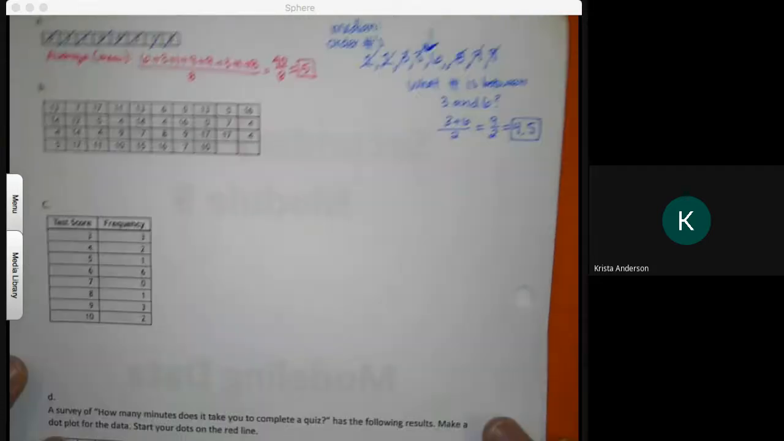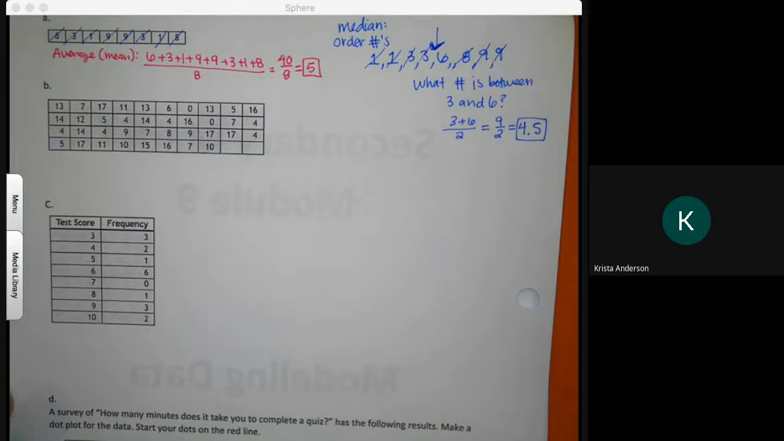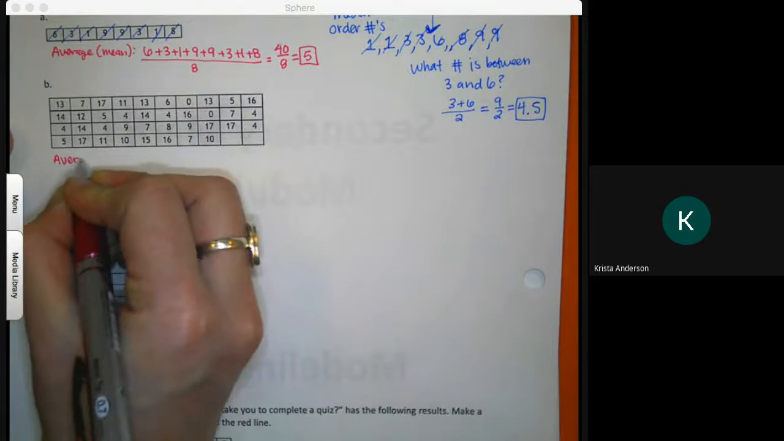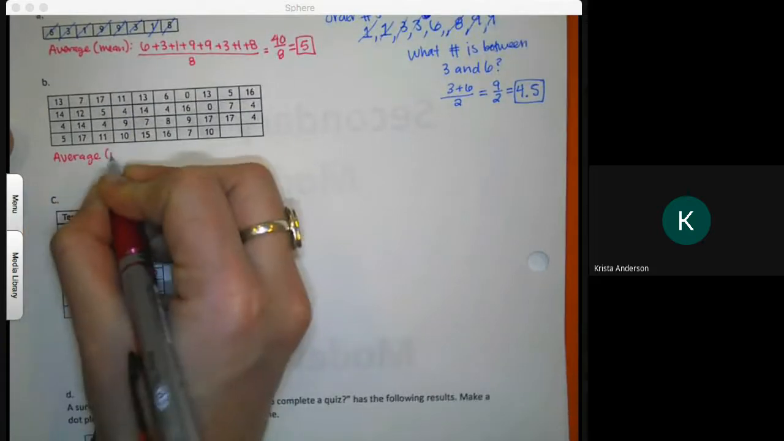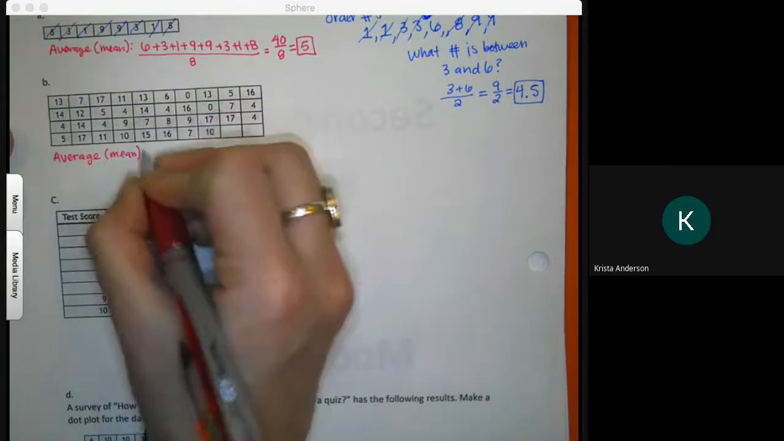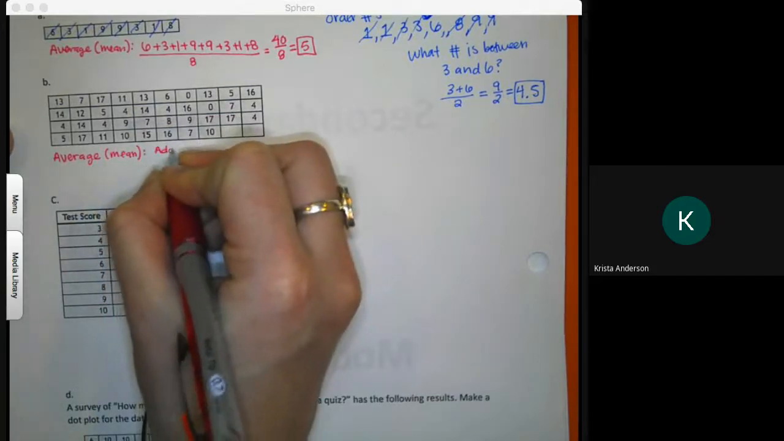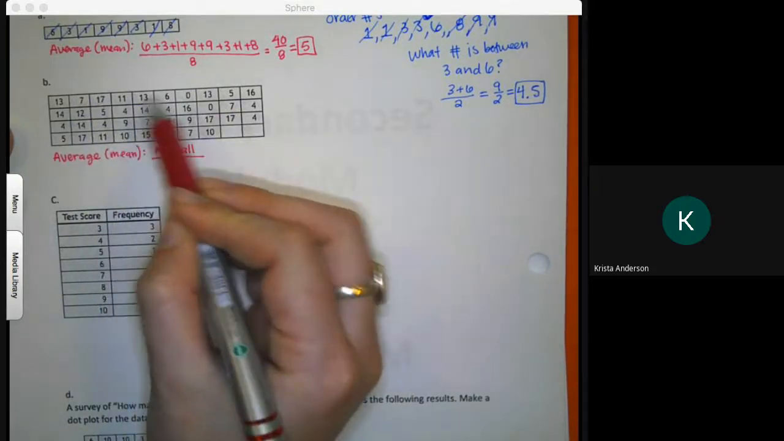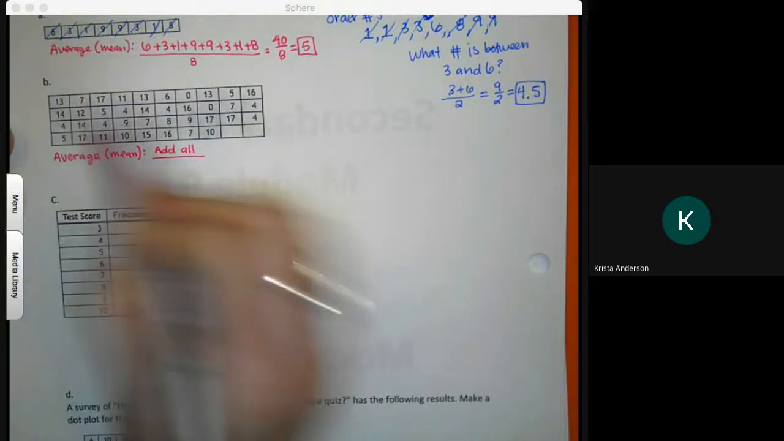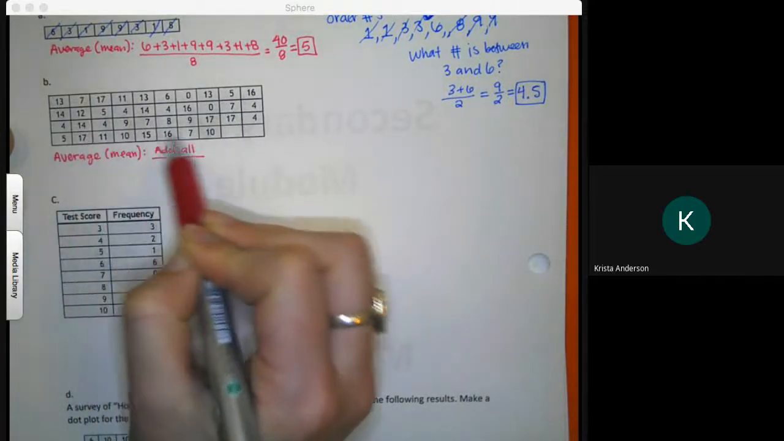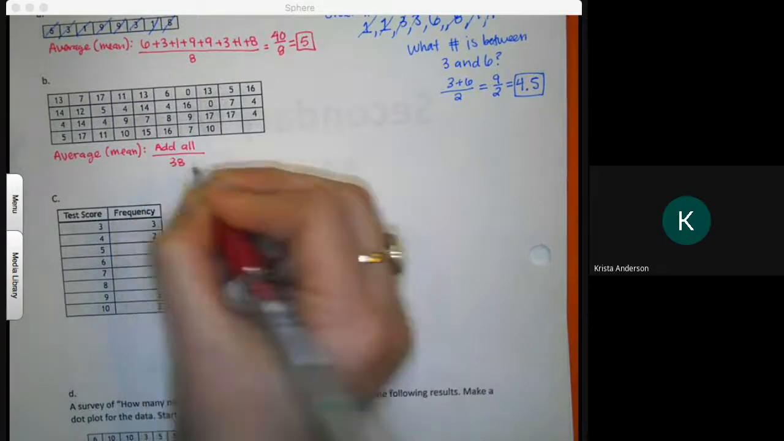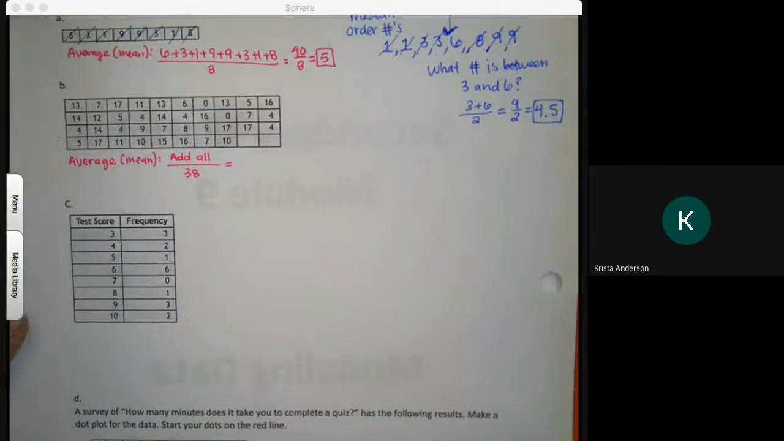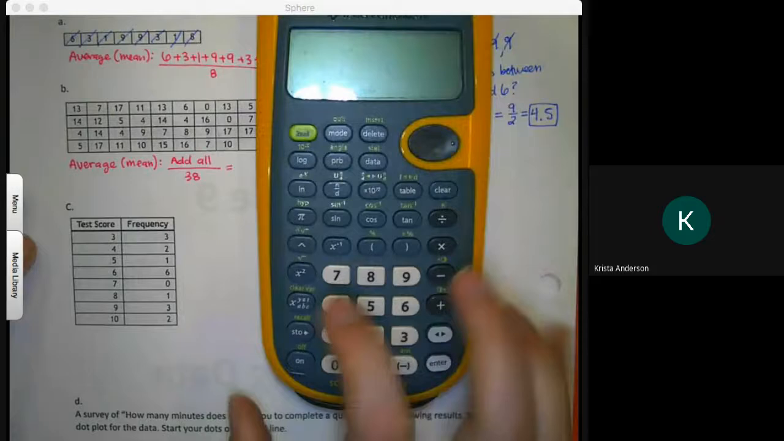All right, B. We are going to do the average. So I would add all of these up, and I'll divide by 1, 2, 3, 4, 5, 6, 7, 8, 9, 10, 10, 20, 30, 1, 2, 3, 4, 5, 6, 7, 8. Divide by 38, because there's 38 numbers. I'm going to add those all up. I'm using this calculator, it's faster.